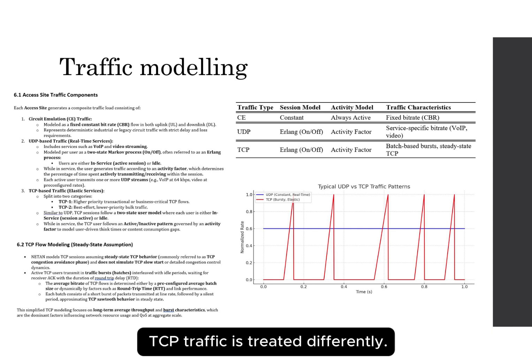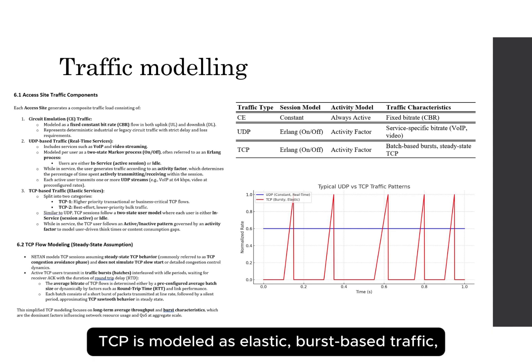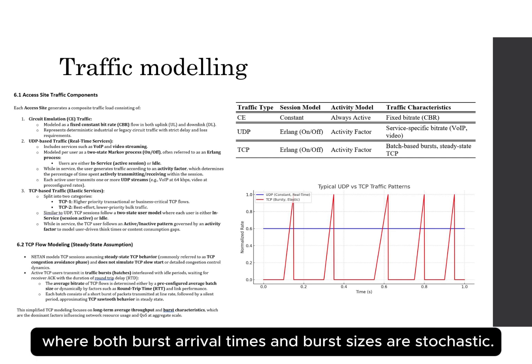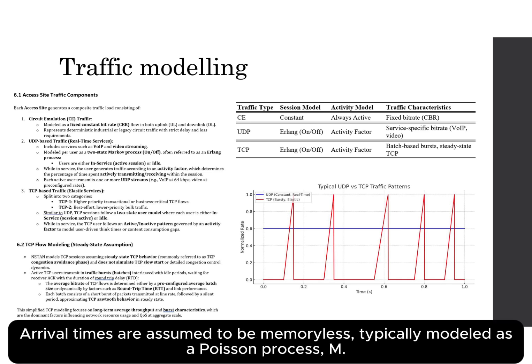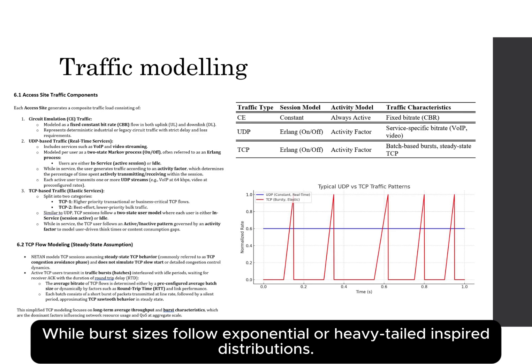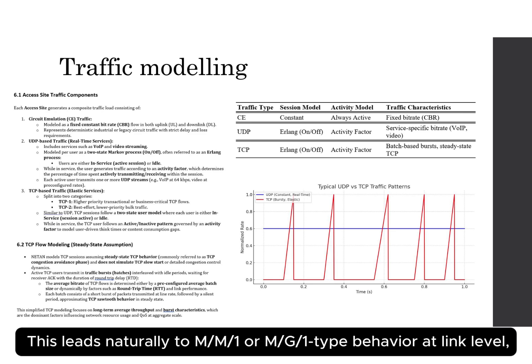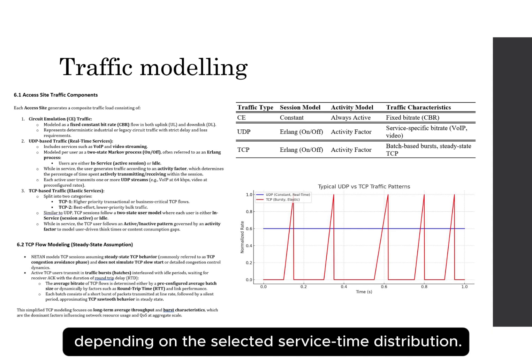TCP traffic is treated differently. TCP is modeled as elastic, burst-based traffic, where both burst arrival times and burst sizes are stochastic. Arrival times are assumed to be memoryless, typically modeled as a Poisson process, M, while burst sizes follow exponential or heavy-tailed inspired distributions. This leads naturally to M/M/1 or M/G/1-type behavior at link level, depending on the selected service time distribution.